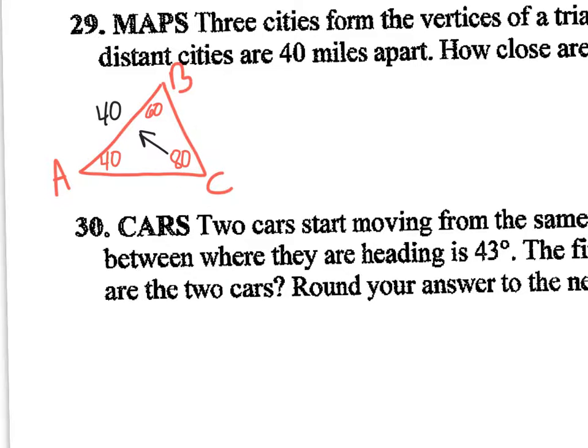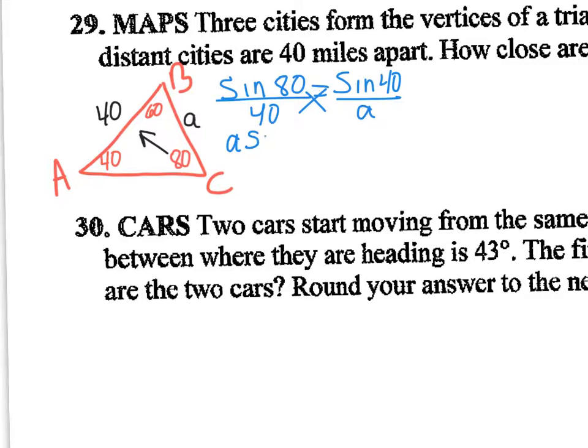So if I'm going to find the other two sides, let me find small a, across from angle A. I have the angle 40 and the angle 80. 40 across from 40 is a, 80 across from 80 is 40. So that implies using the law of sines. Sine of 80 is to 40 as sine of 40 is to lowercase a. Then you just cross multiply. So it's a sine of 80 equals 40 sine of 40.